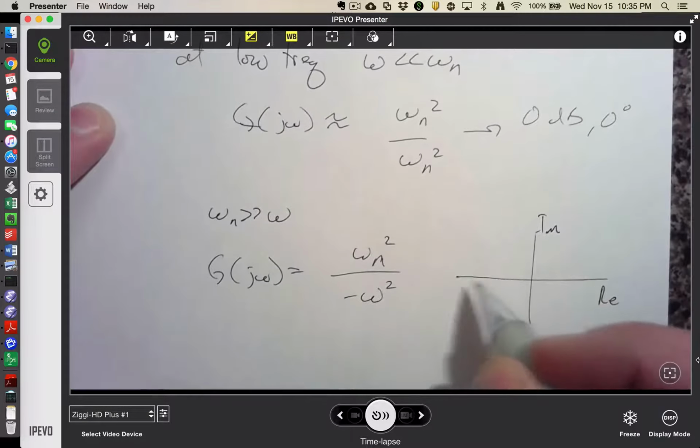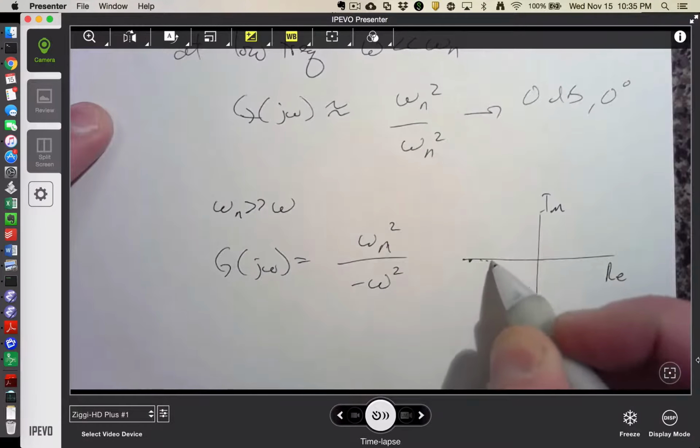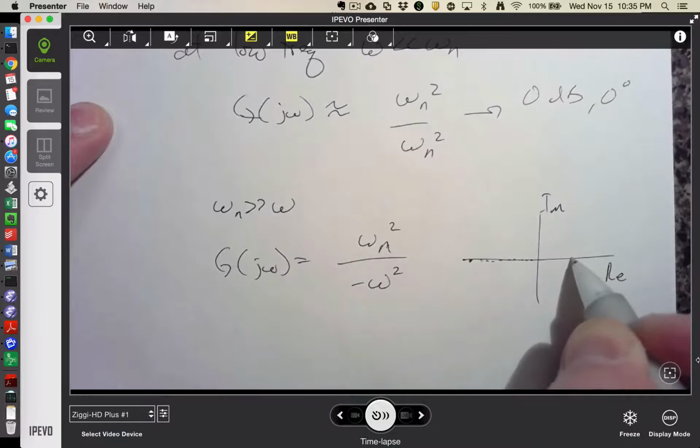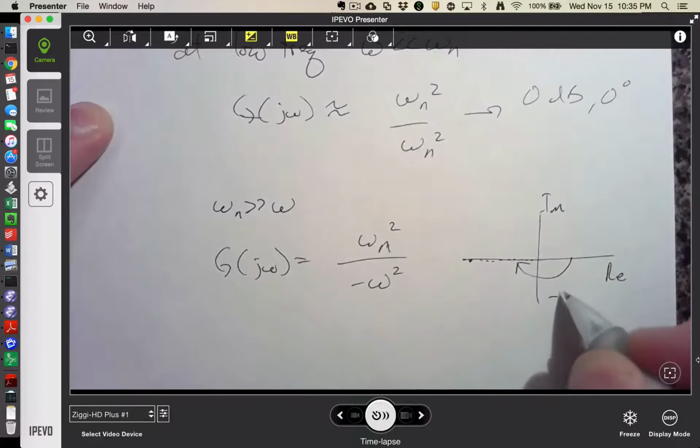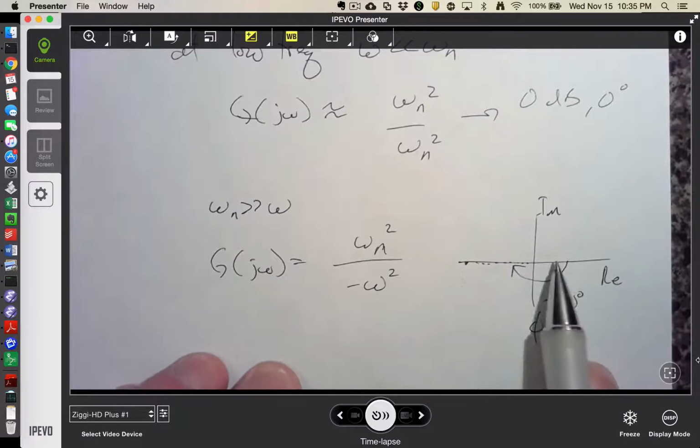So we're talking about something that starts off here, and then as omega gets larger and larger, the magnitude gets smaller and smaller, but the phase, you might argue whether it's minus 180 or positive 180. We're going to call it minus 180, mostly for causality reasons. So phi will equal minus 180 for our high frequency asymptote, and our magnitude is going to get smaller.